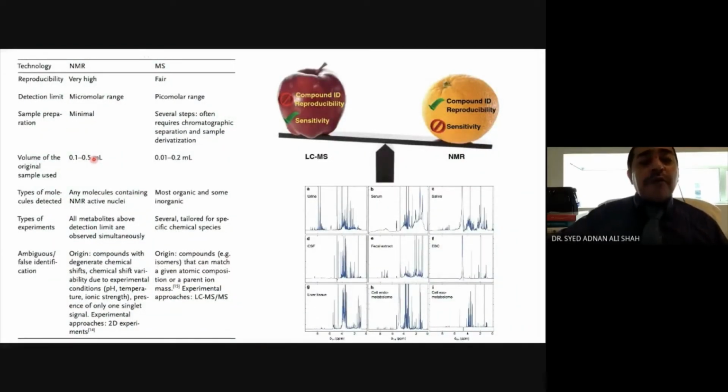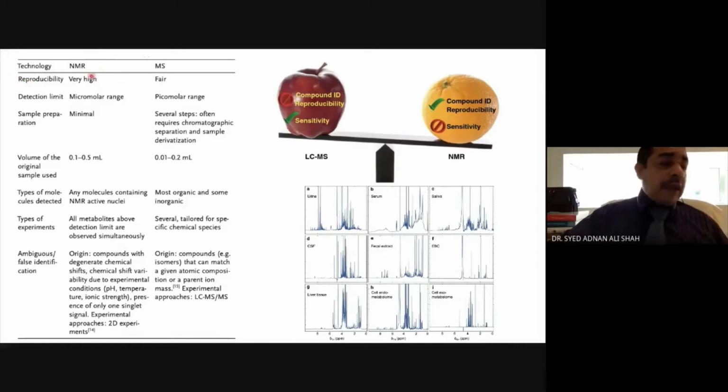There are two different techniques widely used in metabolomics: nuclear magnetic resonance, and the second one, mass spectrometry. The fascinating thing about nuclear magnetic resonance is the high reproducibility and compound identification. These are the two features: compound identity is very high in nuclear magnetic resonance as compared to mass spectrometry.